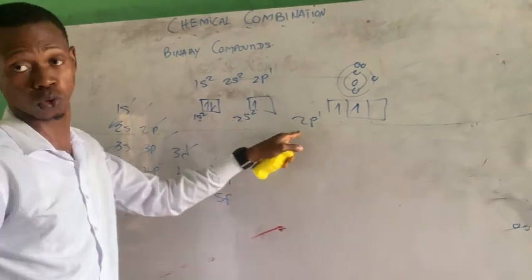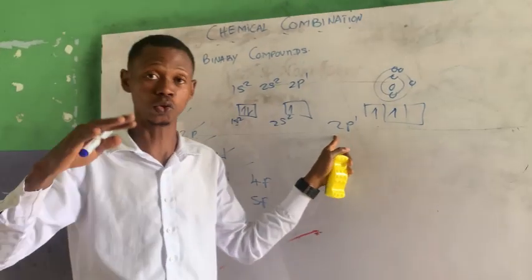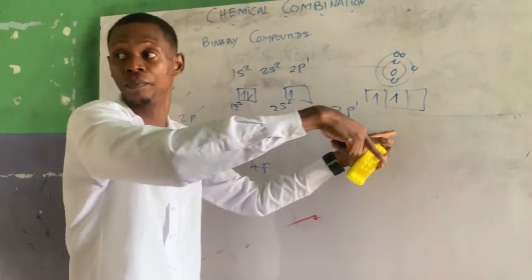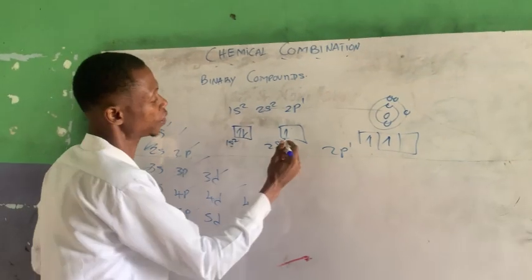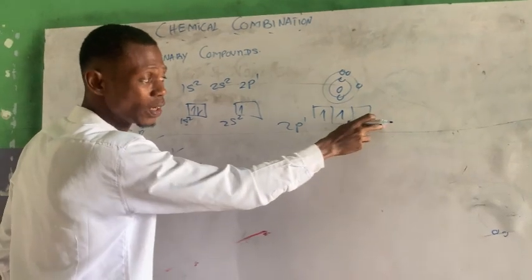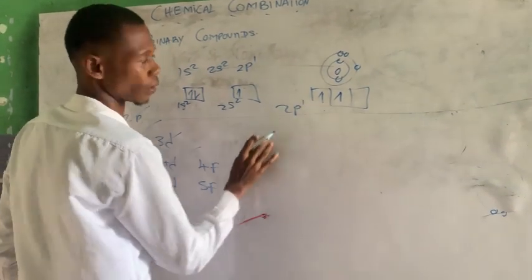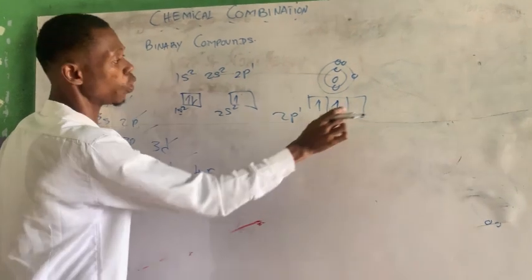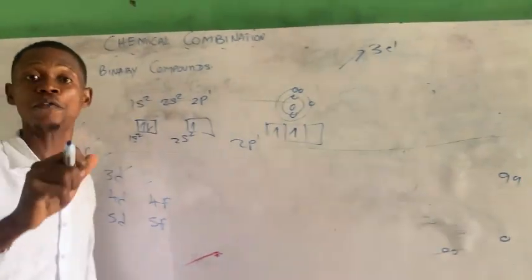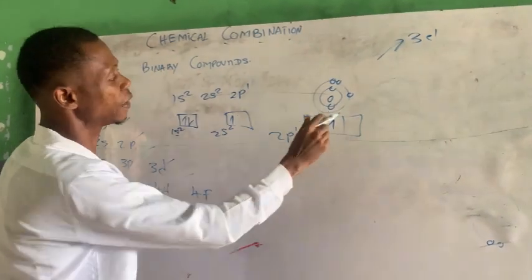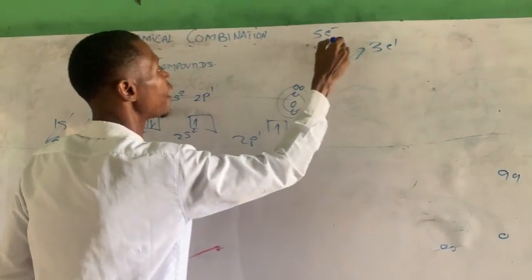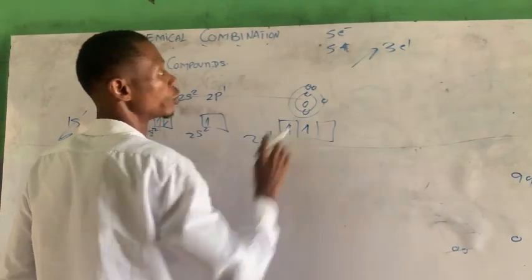Because this is 2 and this is 2, they are the same level. According to the rule, you first fill up all the orbitals at the level before you begin to double up. So this is 1, 2, 3, and this is 1, 2, 3. So the oxidation number of this element is that it's going to release 3, meaning it gives out 3 electrons. Remember, the number of electrons and the number of protons are the same. So if this element has 5 electrons, it has 5 protons.